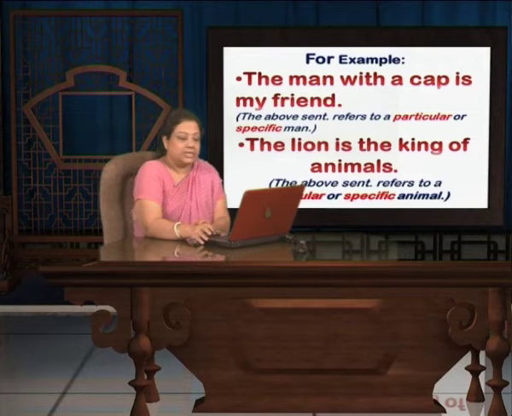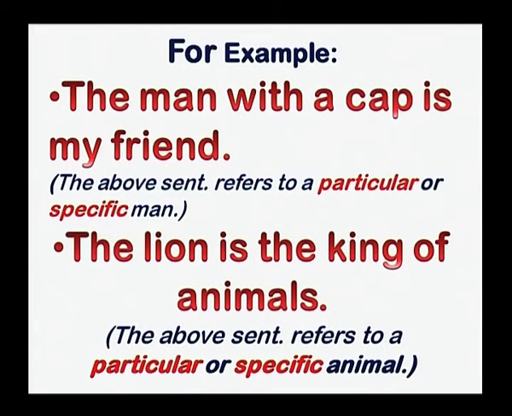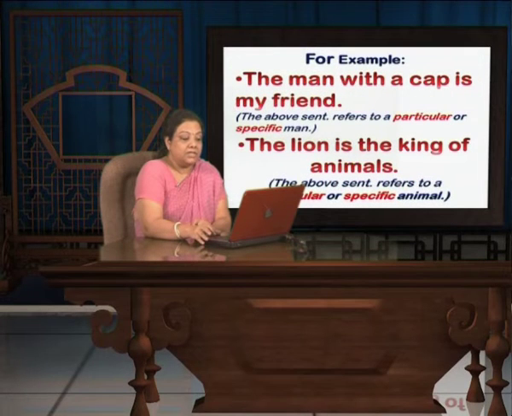For example, let us take other examples. The man with a cap is my friend. See here, the above refers to a particular or specific man, the man with a cap. Another sentence here is the lion is the king of animals. The above sentence refers to a particular animal and therefore we use the definite article here.